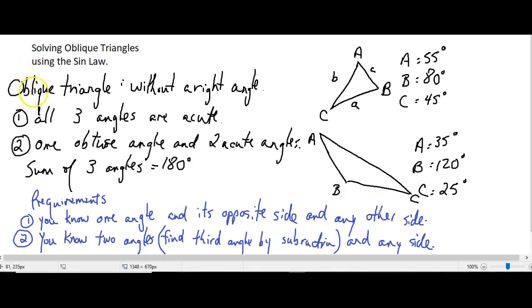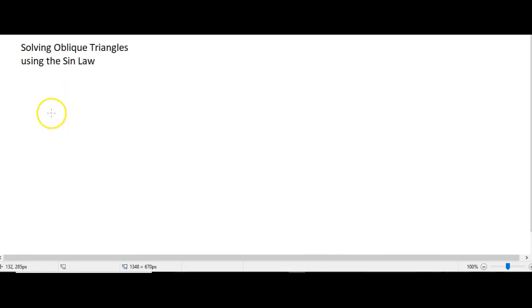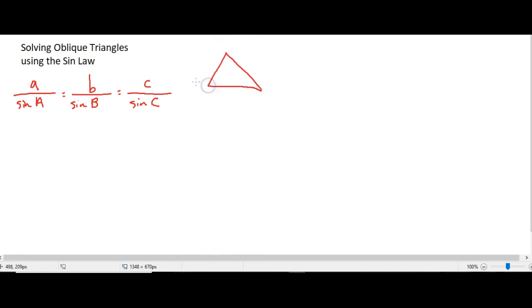So let's have a look at what the sine law is. Alright, so the sine law states that side a over the sine of angle A, that ratio is equal to side b over the sine of angle B, which is also equal to side c over the sine of angle C. And remember, it's important to have our triangle drawn or labeled such that angle is opposite side, angle is opposite side, and angle is opposite side with the same name.